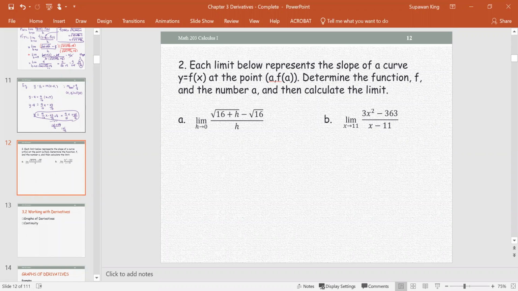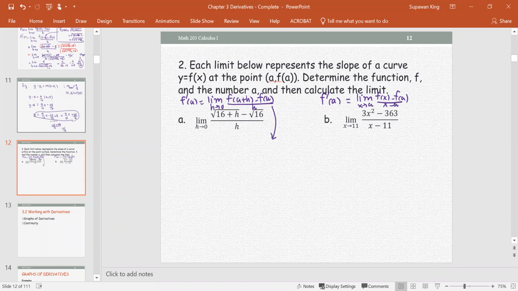The first one, where f prime of a equals the limit of f of a plus h minus f of a, divided by h as h approaches 0. And another form would be f prime of a equals the limit of f of x minus f of a, divided by x minus a as x approaches a.